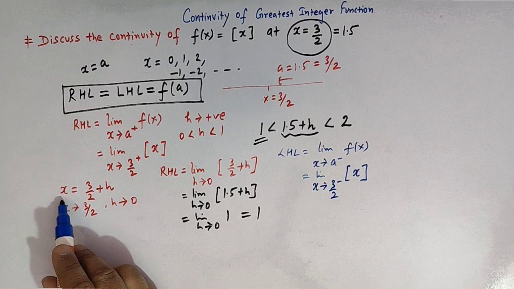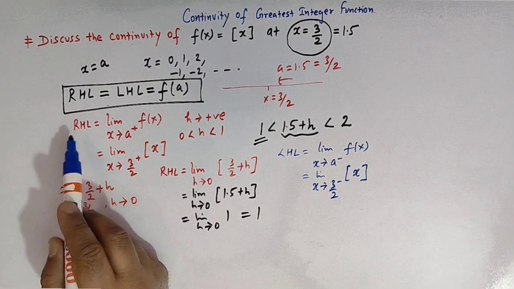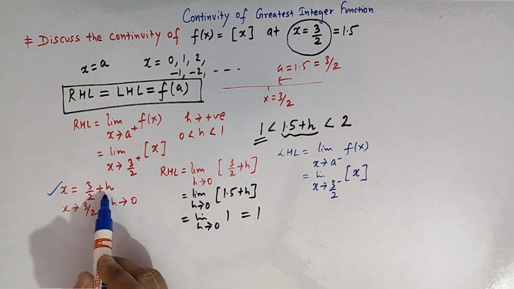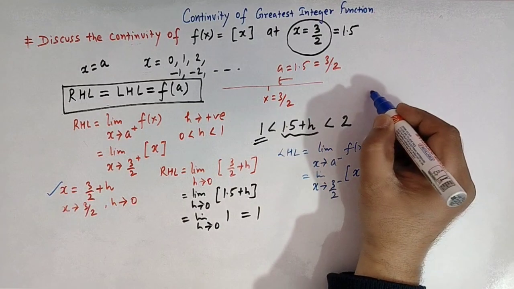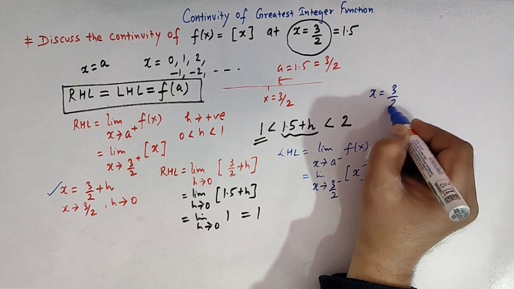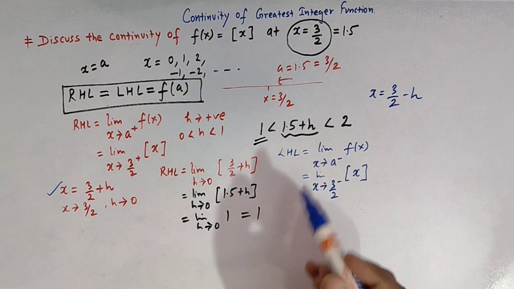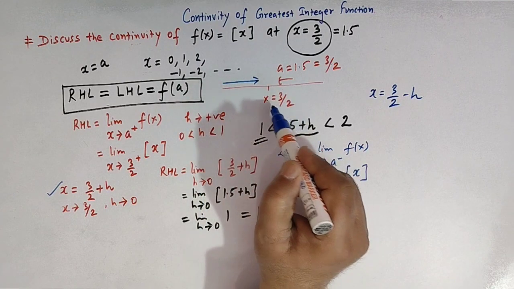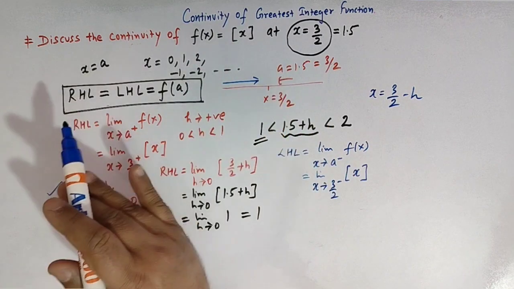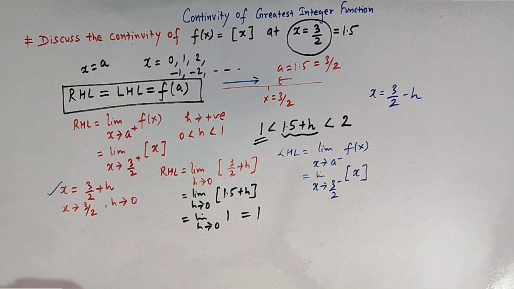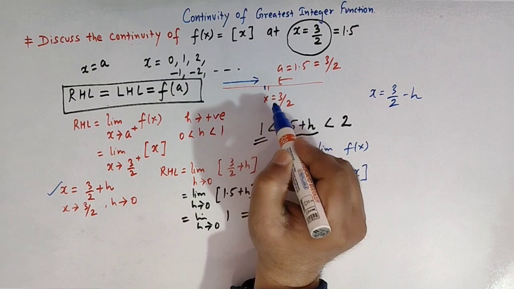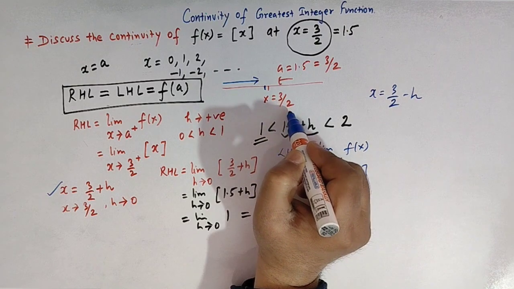So now what we will do here, in case of right hand limit, we have substituted x is equal to 3 by 2 plus h. Now here we'll take x is equal to 3 by 2 minus h. Why? Because in this case we are approaching towards x is equal to 3 by 2 from the left of x is equal to 3 by 2, right? So we are now here in the neighborhood of x is equal to 3 by 2.